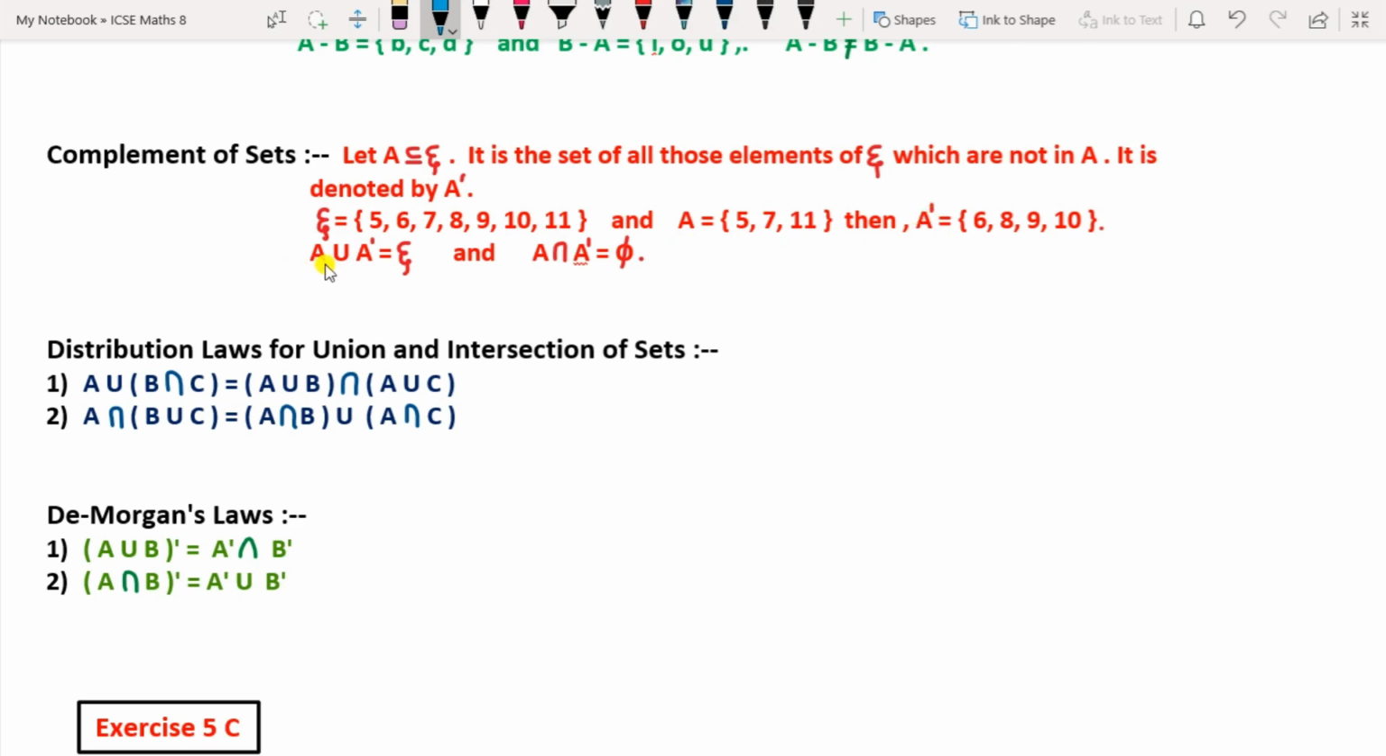Now A union A complement. What will be the set of A and A complement union? Union means all together you have to write. So if you write all the elements together, it will be the universal set. So a set and the union of its complement set will always be the universal set. And a set intersection with its complement set will always be phi, or the empty set. You can see here A and A dash, none of the elements is common in both these sets. So the intersection here will be the empty set.